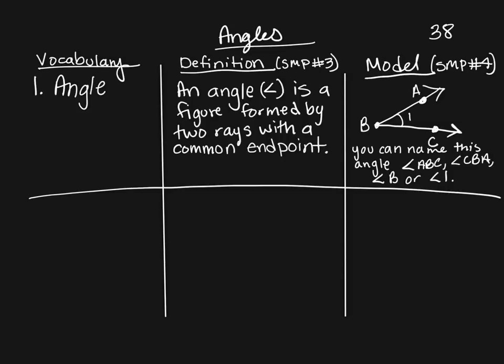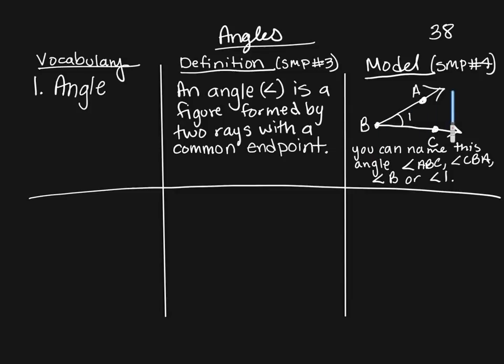Okay, so this is a perfect example of our first vocabulary term, which is an angle. The definition, or the SMP3 of it, is: an angle can be written like the less than symbol, but that doesn't mean less than in this case. Whenever you see the less than symbol with letters next to it, that means angle. It doesn't mean less than. So an angle, which is denoted like that, is a figure formed by 2 rays with a common endpoint.